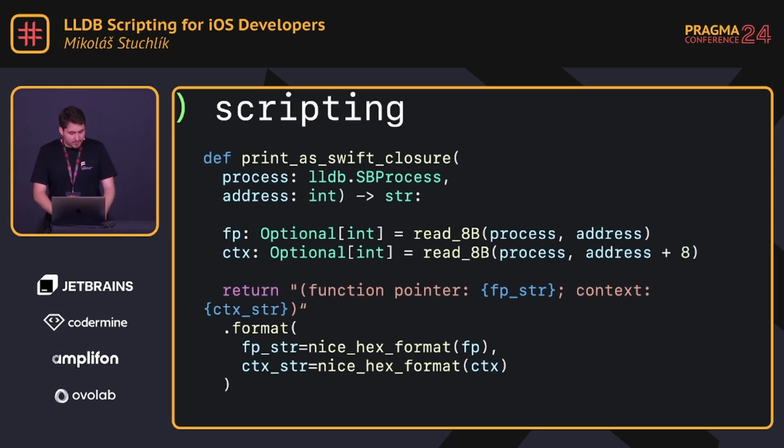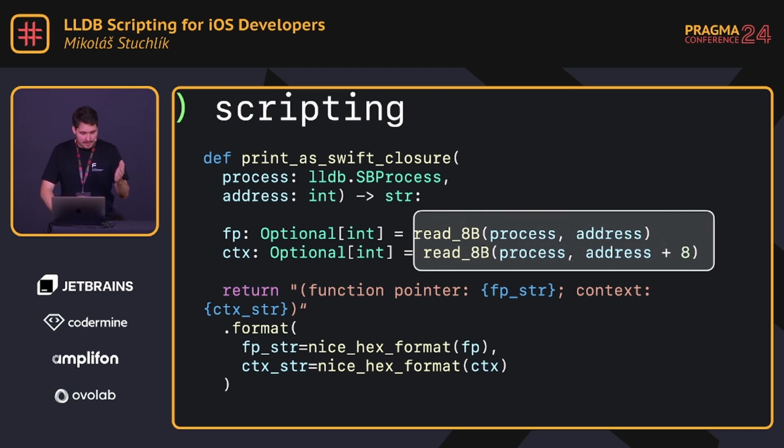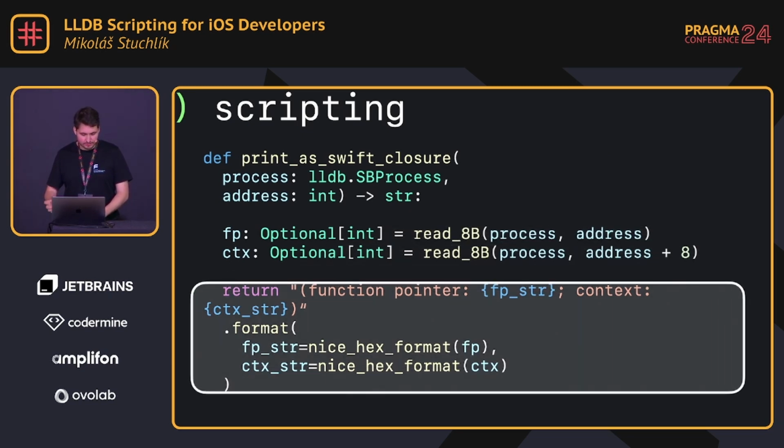So now that we can read memory, we can create a function for pretty printing Swift closures. We get an instance of SBProcess. We can pass it down to the memory reading functions, along with the address where a closure should be located, and we use the read 8-byte function to read 2 consecutive pointers from memory. We return a formatted string from this function, which contains the pointers we just read. The function nice_hex_format is my function, which makes hexadecimal strings from numbers.